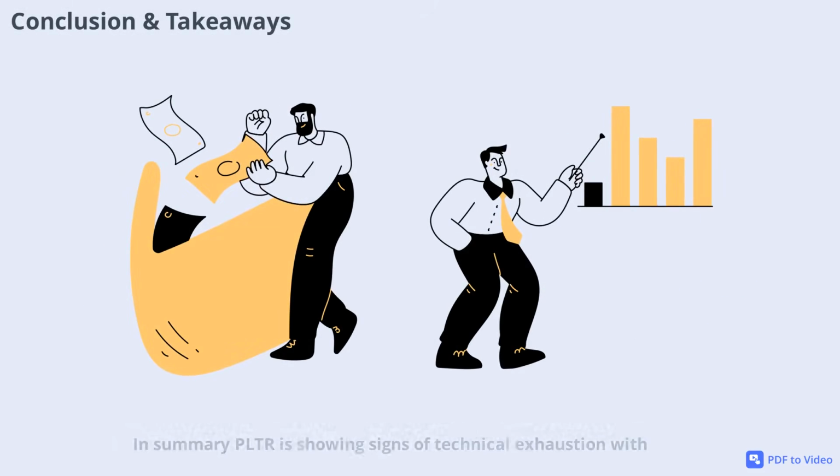In summary, PLTR is showing signs of technical exhaustion with price below key short-term averages and decelerating momentum. While risk-reward remains balanced and money flow is positive, the risk of a volume trap and weakening trend cannot be ignored. Key levels at 191.74 and 186.48 will be critical for the next move. Traders should monitor volume, sustainability, and MACD histogram closely, as these will provide the clearest signals for the next trend direction. Stay cautious and adapt as new information unfolds.